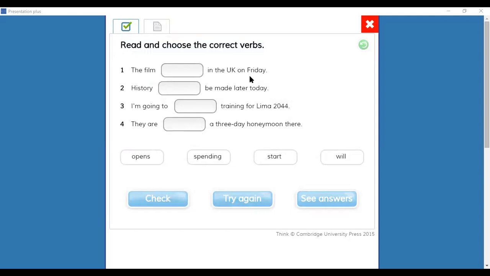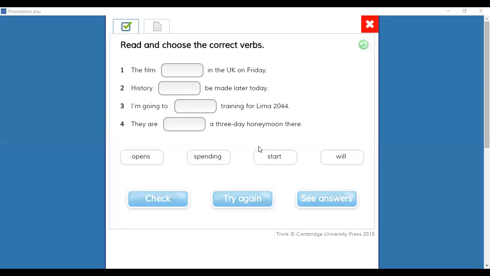So we have a film in the UK on Friday, history be made later today. I'm going to training for Lima. They are a 3-day honeymoon there. Okay, which ones will you choose? Okay, let's go with the first one. The film in the UK on Friday. Which one do you think? Star? Stars.